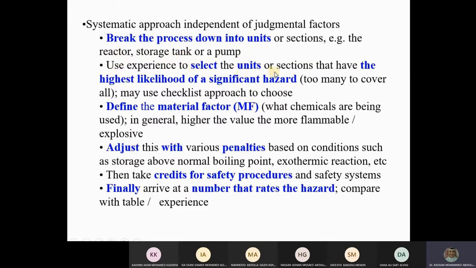Use experience to select the units or sections that have the highest likelihood of a significant hazard. So if you want to do a hazard study, and you also may use a checklist approach in this as well, go to the places where you think that you have a problem. I mean, don't go to the places where you feel that everything is good and okay.